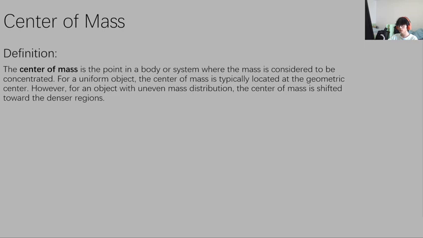And let's see the center of mass. The definition is that the center of mass is the point in a body or system where the mass is considered to be concentrated. For a uniform object, the center of mass is typically located at the geometric center. However, for an object with uneven mass distribution, the center of mass is shifted towards the denser regions.